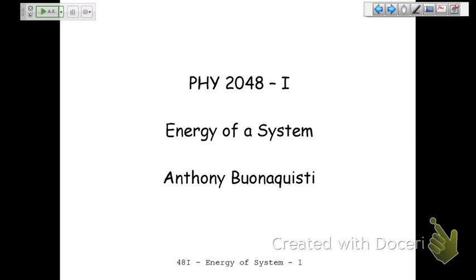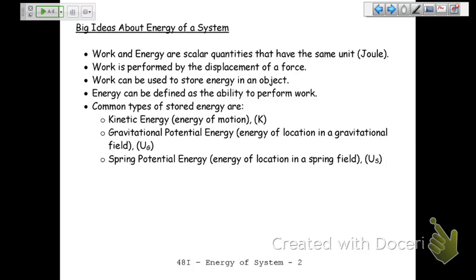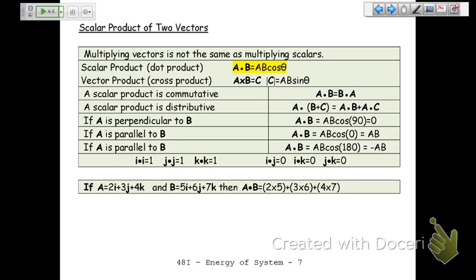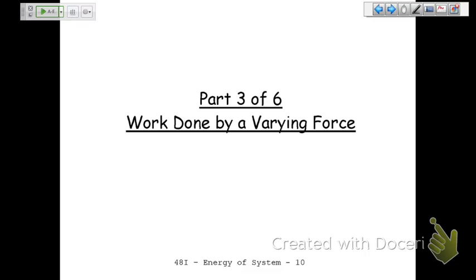Welcome. So last time we started on energy of a system, and if my memory serves me correctly, we did the definition of work. Work is force times the displacement that the force moves through. And we need to take into account angles, so we say F dot D rather than F times D. It's a dot product. We did some examples of that. We learned a little bit more about dot products.